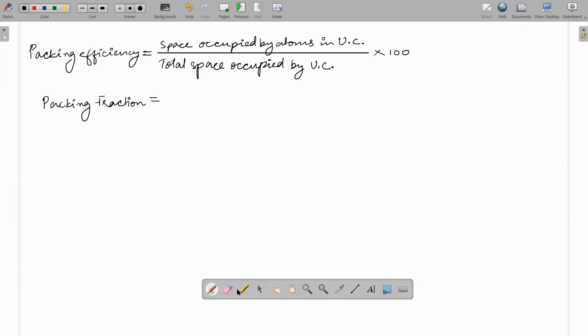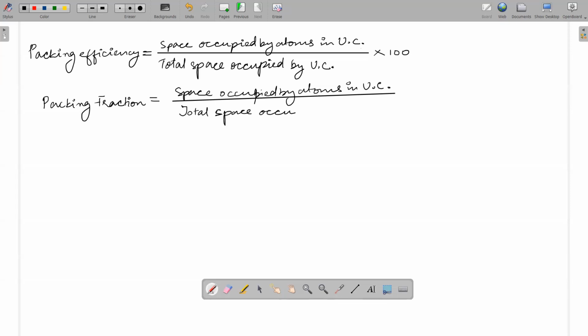A packing fraction is nothing but the space occupied by atoms in unit cell, divided by the total space occupied by unit cell, but don't multiply by 100. You don't have to multiply by 100 here. This is packing fraction.